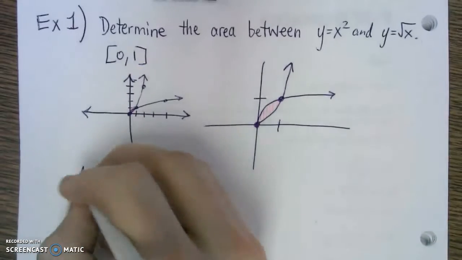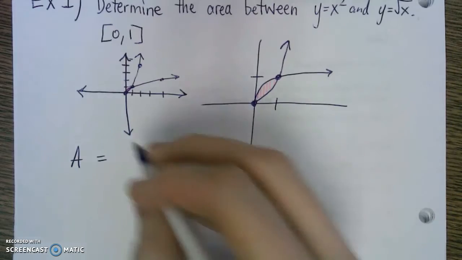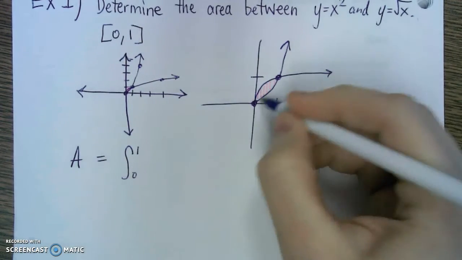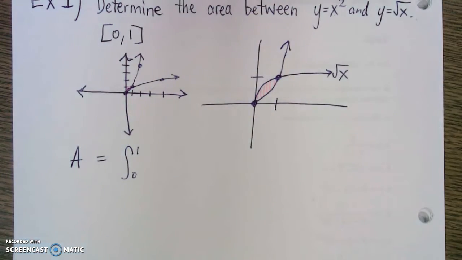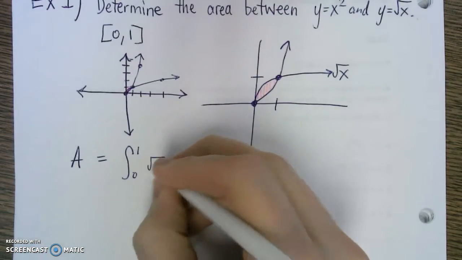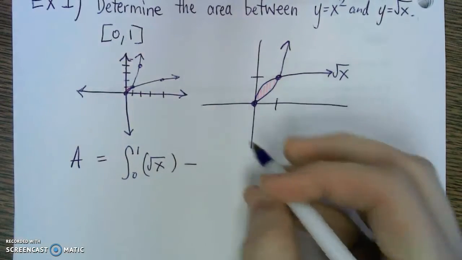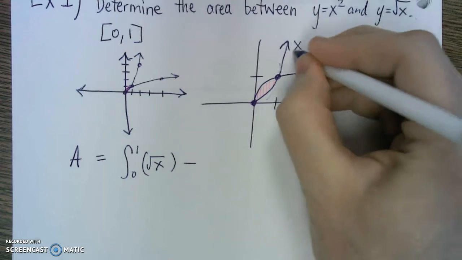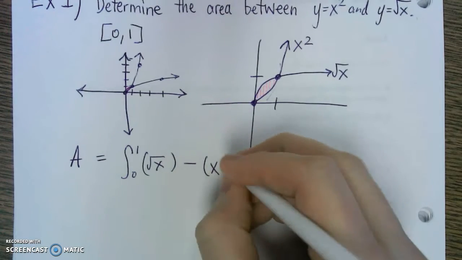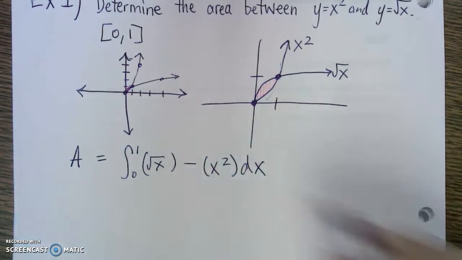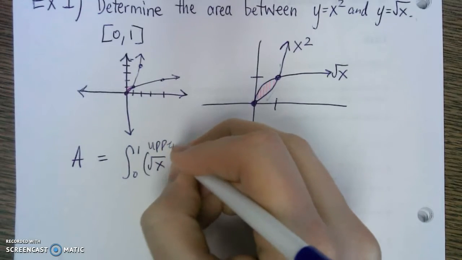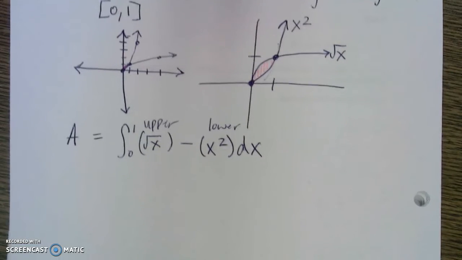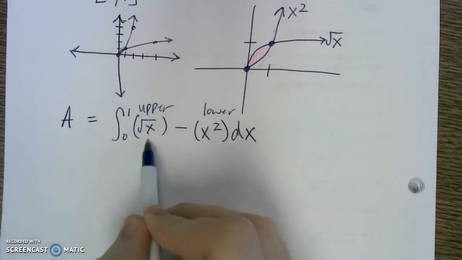So we've got area equals the area from 0 to 1 of the square root function, the one that's on top, minus the area of the one that is on the bottom, which is the squared function. And so I've got the upper equation minus the lower equation. And so we're going to go through and do antiderivatives of these.